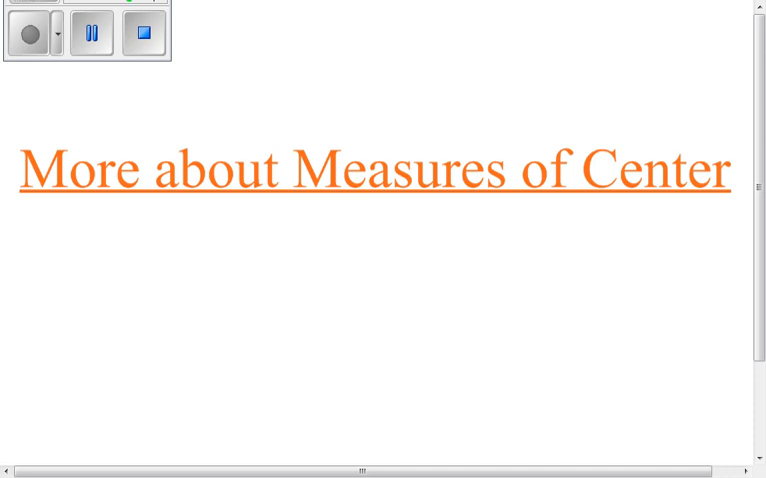All right, you guys, we are going to learn a little bit more about different measures of center today and talk about some different kinds and when to use which one and all of that good stuff. So here we go.